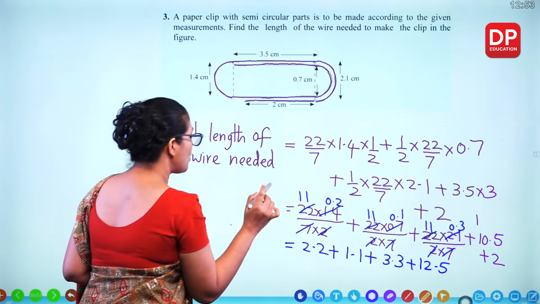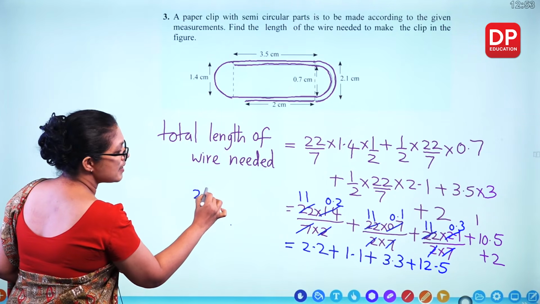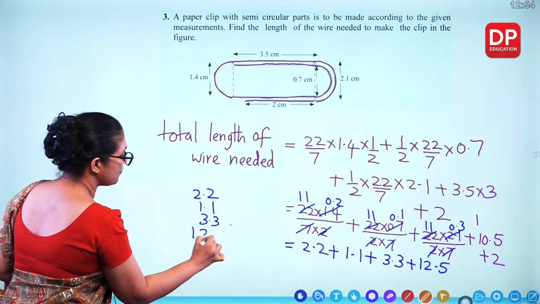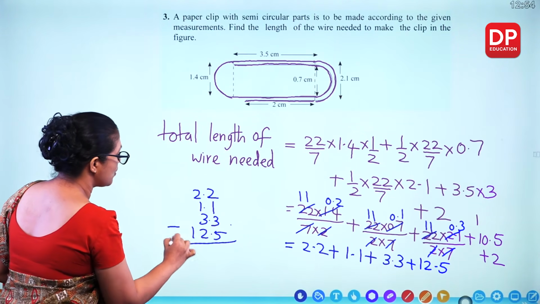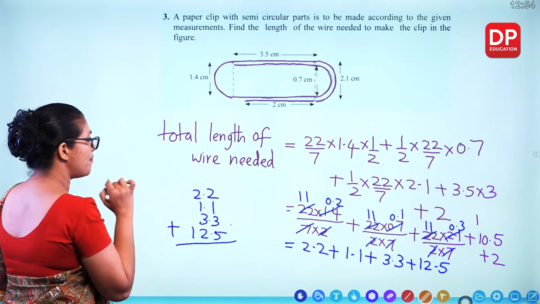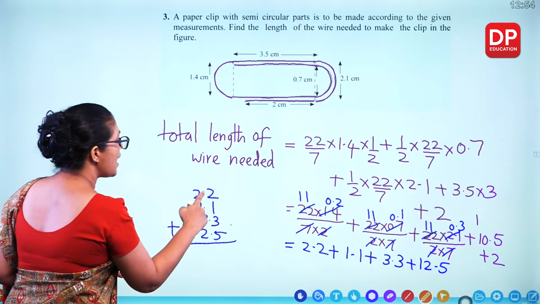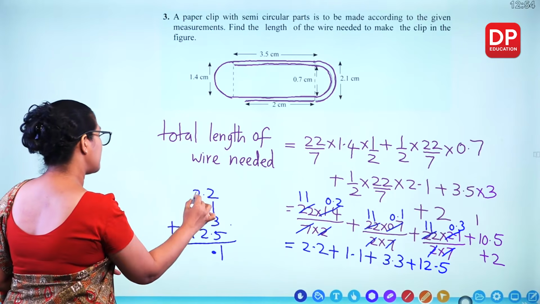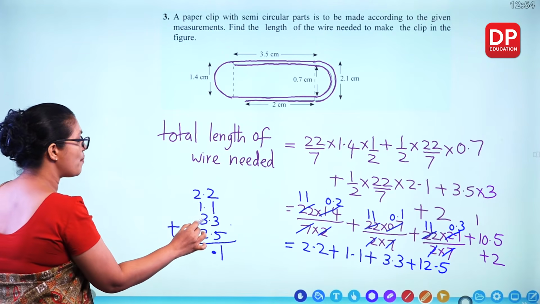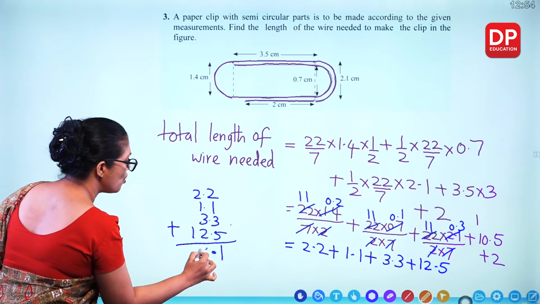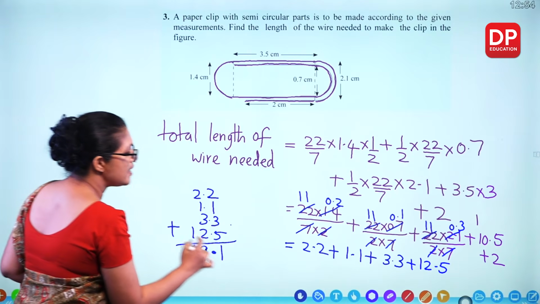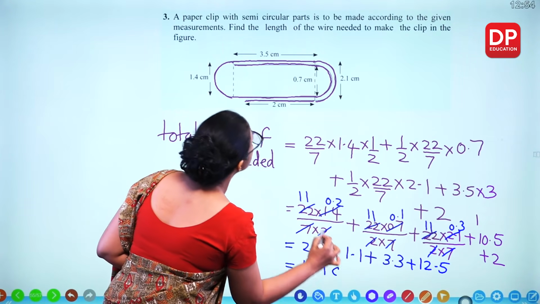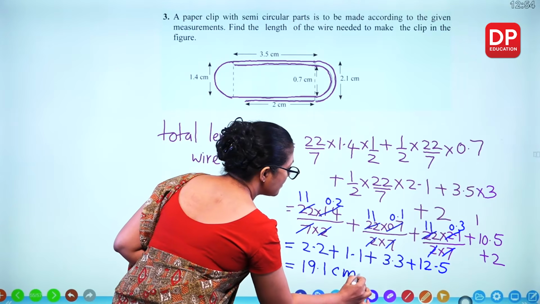So what's the total distance? We'll write in a column and add. When you add it together, you get 8 plus 1, 9. 9 plus 2, 11. 1 remaining. So 3 plus 1, 4. 4 plus 3, 7. 7 plus 2, 9. So 19.1 centimeters.